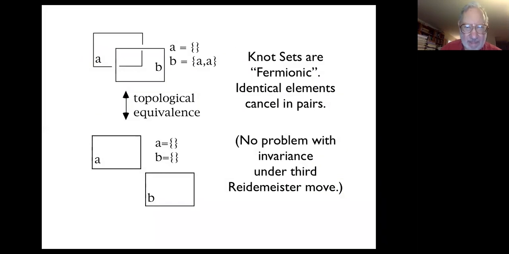Now, a little hint of physics. You see, if you allow things to move apart topologically, then you would see that A under B, like that, looks like it has two members. B looks like it has two copies of A as member. But that becomes nothing. It pulls apart so that members cancel in pairs from multi-sets to sets.